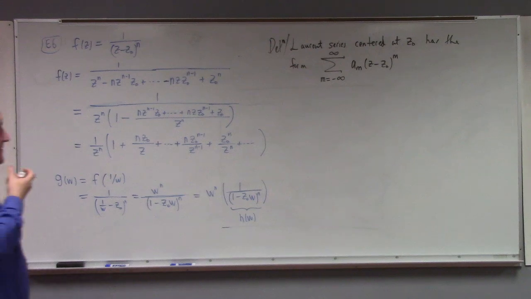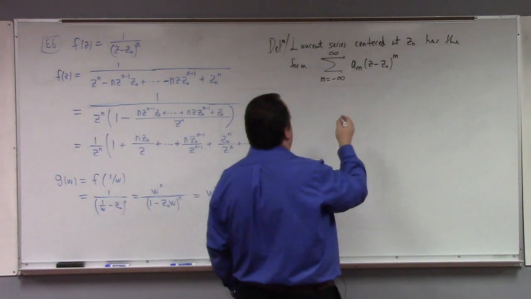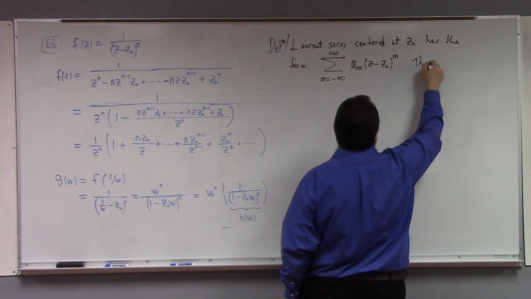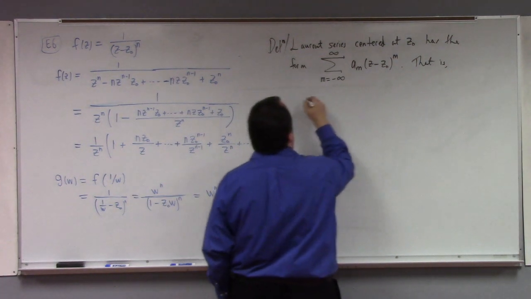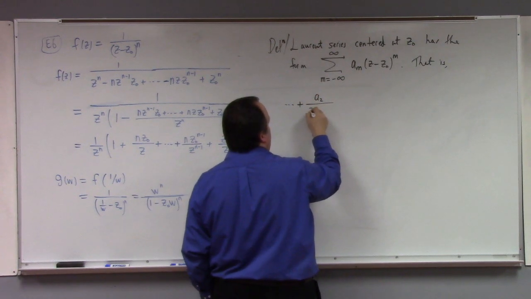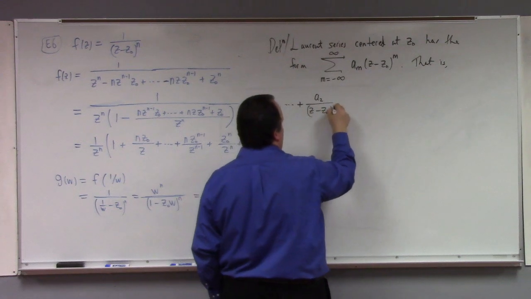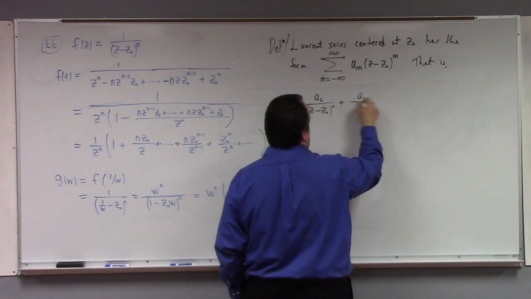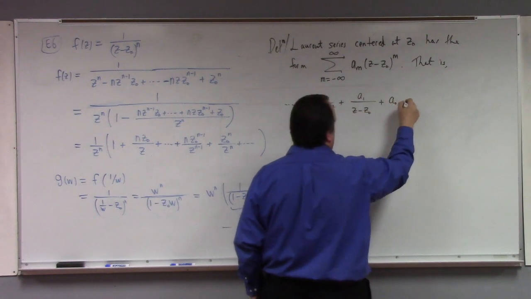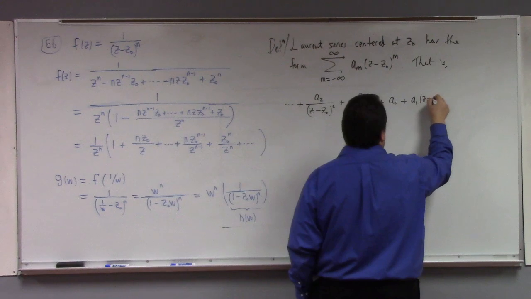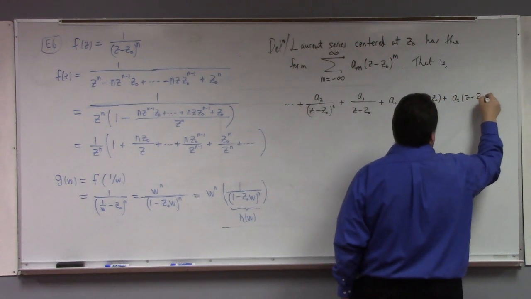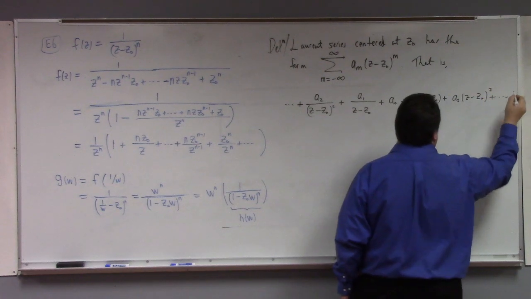I guess I could attempt to write it with plus dot dot notation. So we could have dot dot dot plus a sub 2 over z minus z naught squared plus a sub 1 over z minus z naught plus a sub 0 plus a sub 1 times z minus z naught plus a sub 2 times z minus z naught squared plus dot dot dot.